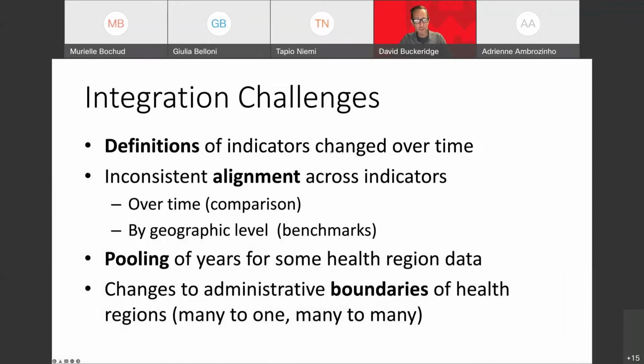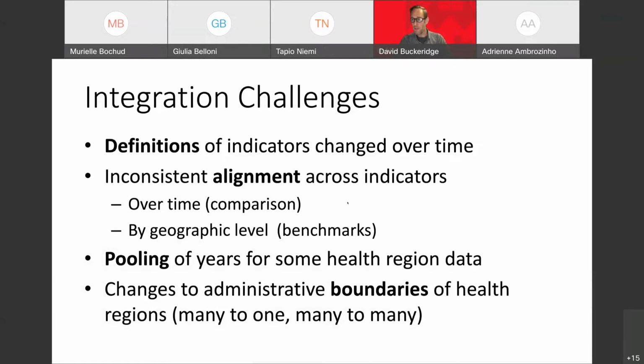And what did we find for challenges there? First of all, the definitions of indicators changed over time. So even within the same organization, they would often change the definition of an indicator from one year to the next. There's inconsistent alignment across indicators. When they were defined by multiple organizations, the conceptual definitions were often quite different. They were also different over time and by geographic level.